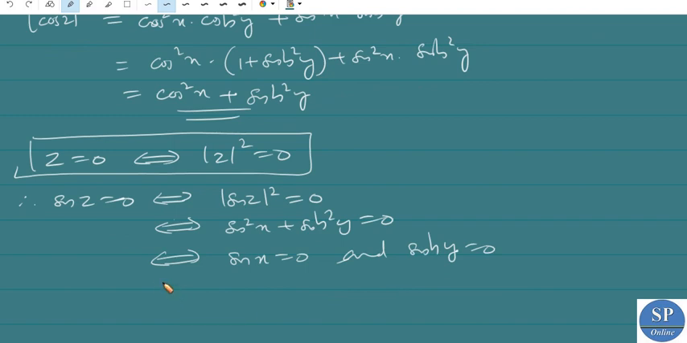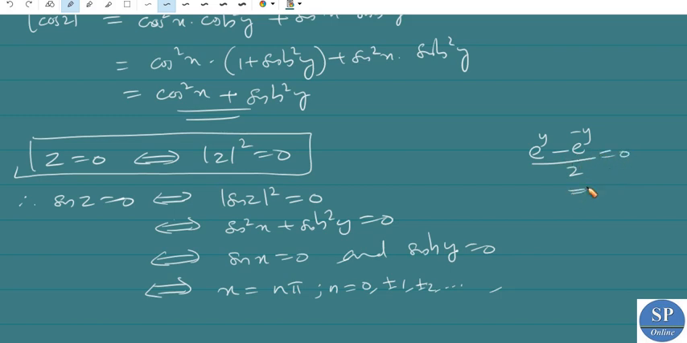But we have sin x is equal to 0 means x equal to n pi for n equal to 0, plus or minus 1, plus or minus 2, etc. And sinh y equals 0. Sinh y is (e^y minus e^(-y)) divided by 2. This is equal to 0 only if e^y equal to e^(-y). That is only if y equal to minus y. That is only if 2y equal to 0. So that is y equal to 0. So sinh y equals 0 only if y equal to 0. Okay. So sin z is equal to 0 only if x equal to n pi and y equal to 0.